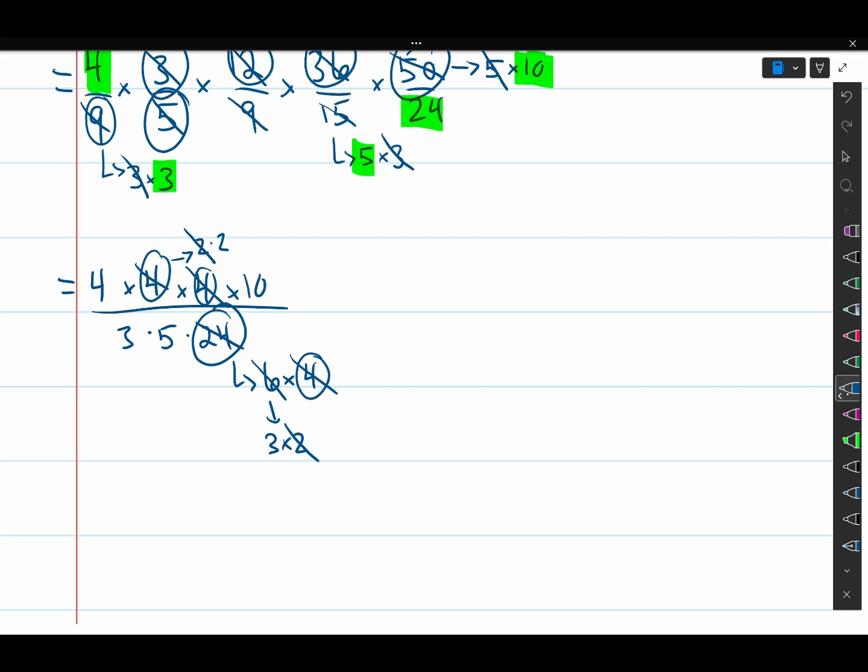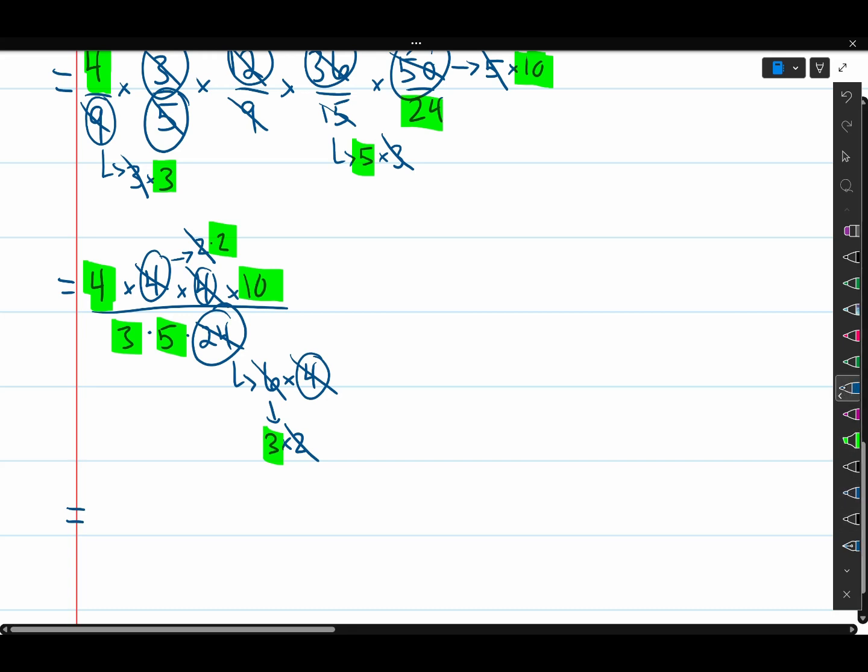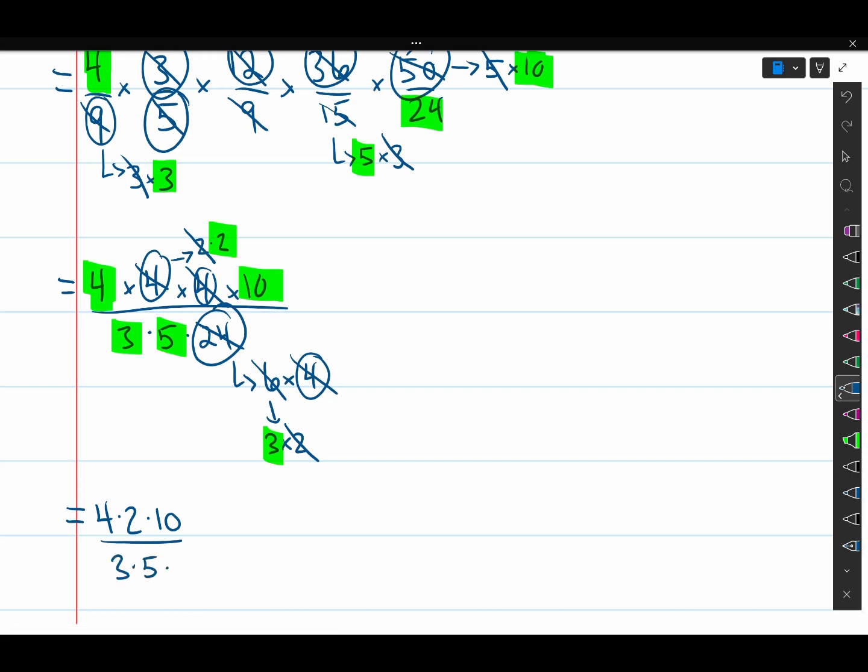And again, now it looks like it's getting a little bit heavy to follow, so I'll start copying it out again. I'm left with a 4, a 2, and a 10, a 3, a 5, and a 3. That is 4 times 2 times 10 divided by 3 times 5 times 3.